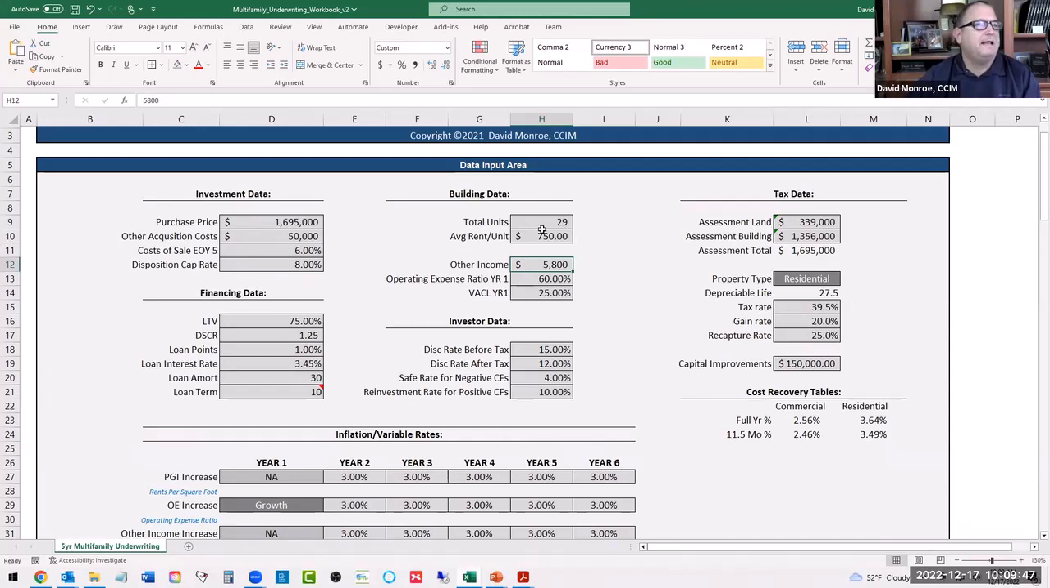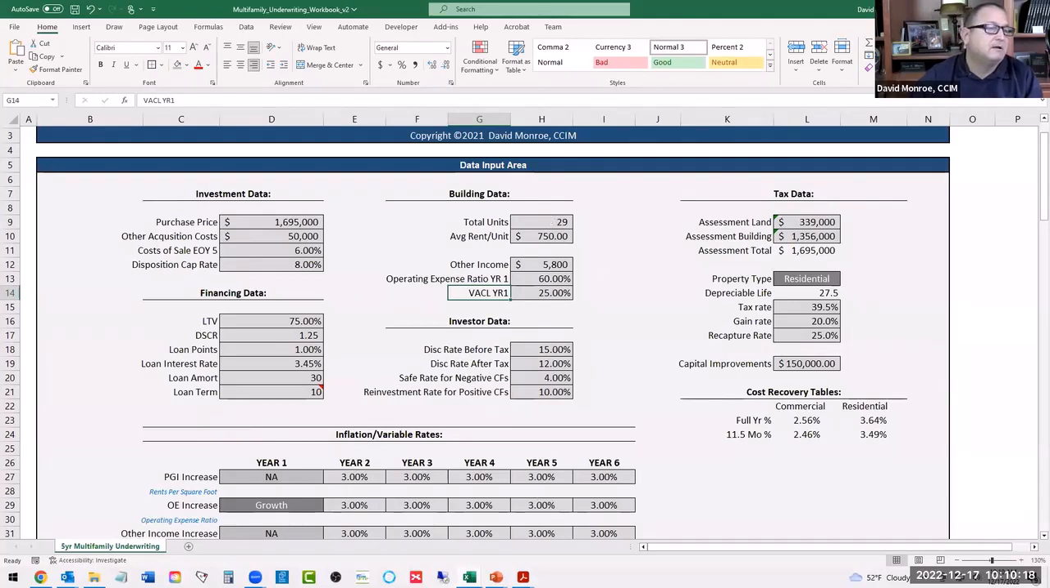In any case, 29 units, average rent per unit. In this case, I'm going to the pro forma rent, the market rent for potential rental income. And I'm going to adjust by vacancy in year 1 for what the actual rent is. So on this deal, the actual rent was $563 a month, I believe. We'll be able to see that when we go into the back of the napkin.